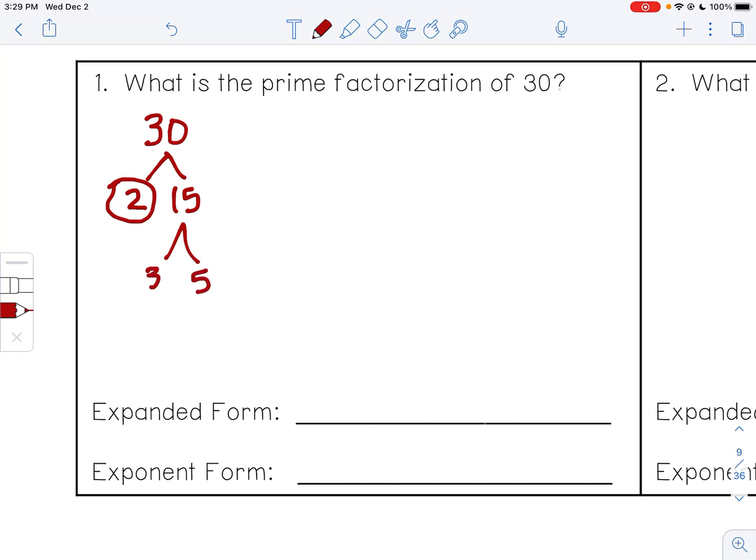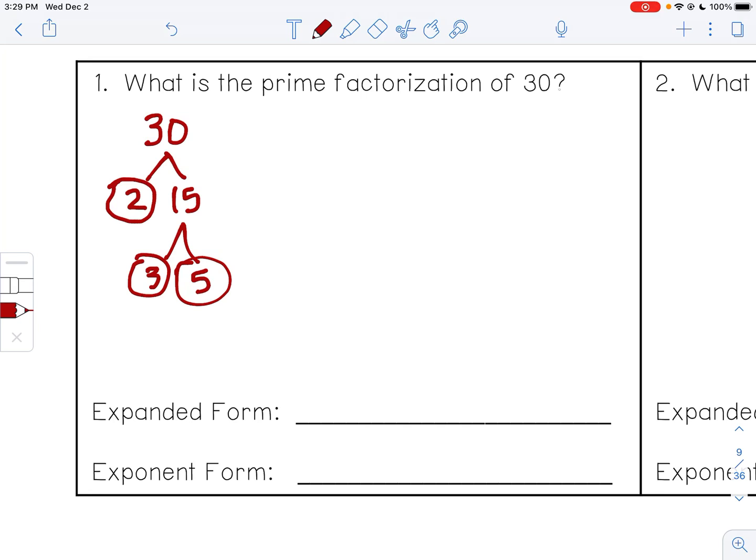So now let's see, are 3 and 5 prime numbers? You have to ask yourself, are there any other factors, are there any other ways that I can multiply to get to 3 other than 3 times 1? And that answer is no. Same with 5. So I am finished. I've completed the prime factorization of 30. Okay? Now, you're probably asking, well, what if I didn't want to use 2 and 15? Am I still going to get the same answer?